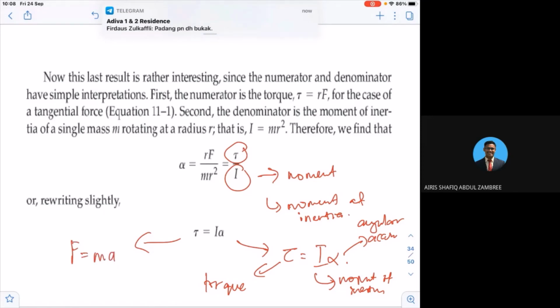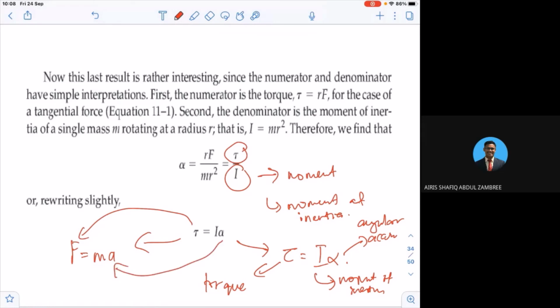Because we can compare torque to force, alpha to acceleration, and by the same token the moment I is comparable to mass, because mass is multiplied with radius. Before this, A is equivalent to R alpha, and V equals R omega. If you want to get the angular acceleration, you just multiply with R.